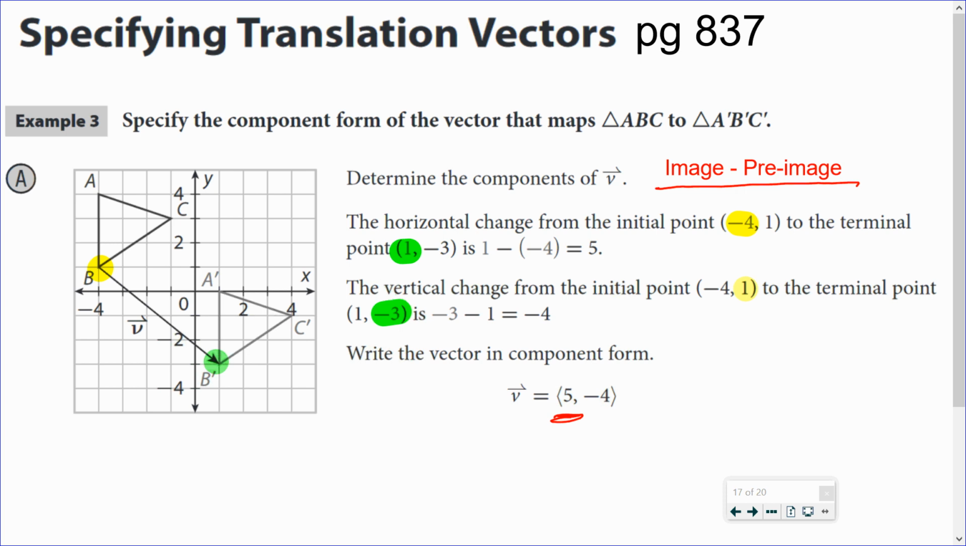And then next, it says the vertical change from the initial point -4, 1 to the terminal point 1, -3. But the terminal point is going to be in the image, and the initial point is going to be in the pre-image. So always subtract the image from the pre-image. We're going to take the -3 and subtract it from 1, so you get -3 minus 1. That's going to equal -4, and that's how we get this number. So our vector is going to be 5, -4.